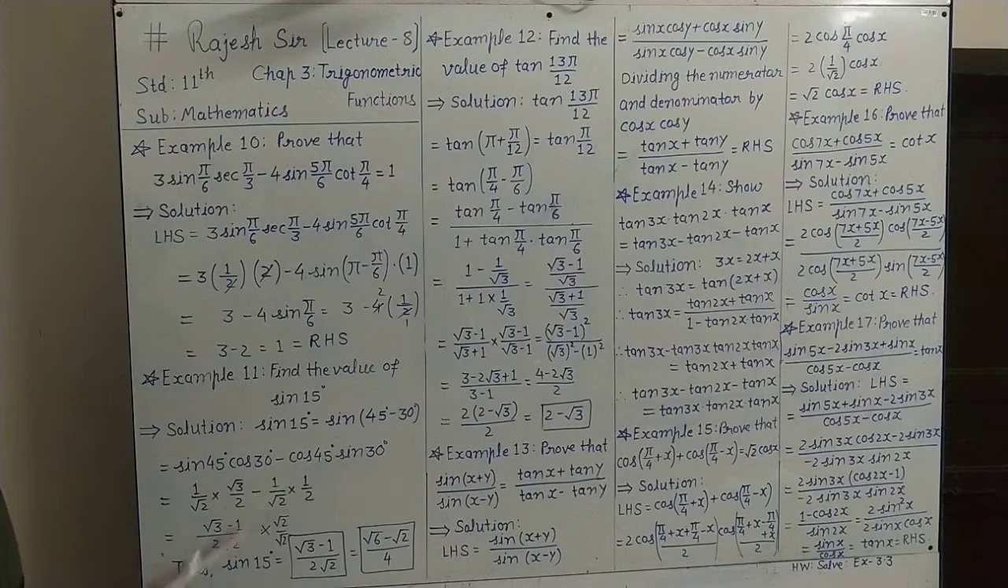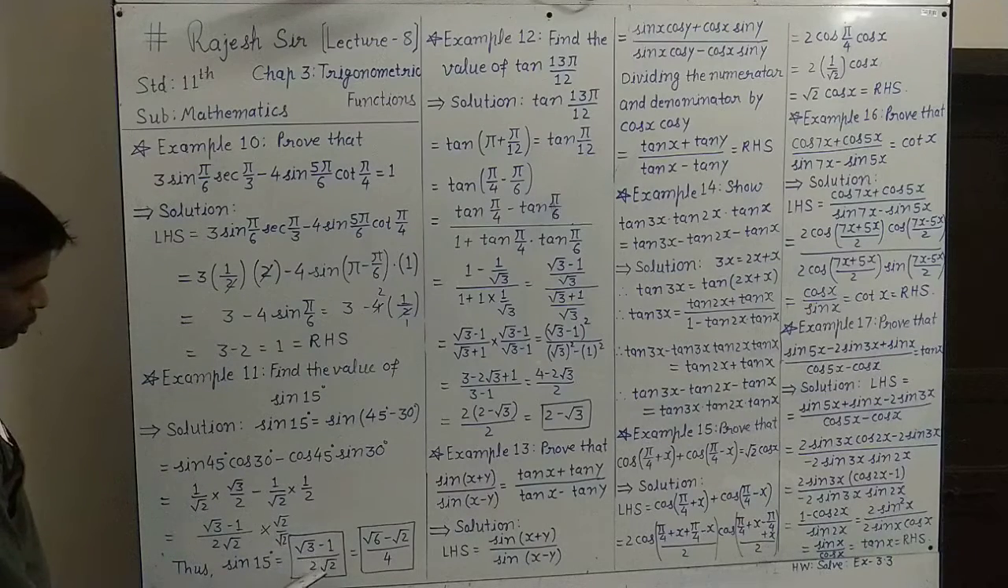Now all these values you can write from the trigo table. In the trigo table sin 45 is 1 upon root 2, into cos 30 which is root 3 by 2, minus cos 45 which is 1 upon root 2, into sin 30 which is 1 by 2. Now in the next step, root 3 into 1 is root 3 upon 2 root 2, 1 into 1 is 1 upon 2 root 2, 2 root 2 down there. So taking the LCM, here we have root 3 into 1, root 3, minus 1. We can write this answer for sin 15: sin 15 equals root 3 minus 1 upon 2 root 2.